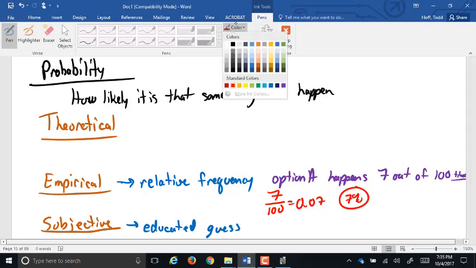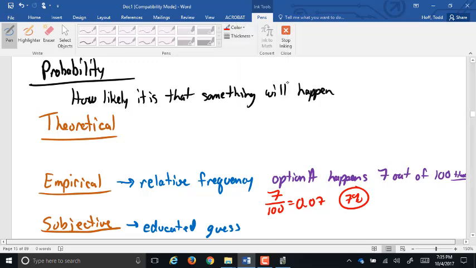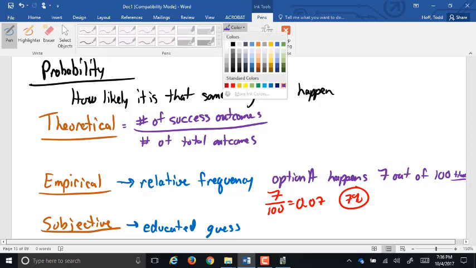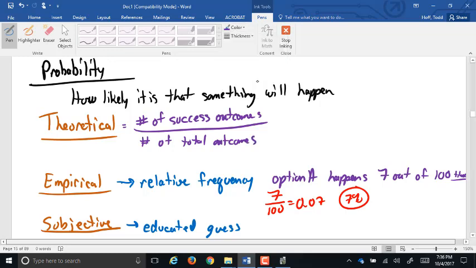Theoretical probability is where the calculations come in. Theoretical probability is looking at the number of successful outcomes, an outcome is just a result of an event, over the number of total outcomes. I just put a lot of Greek up here and I realize that. So let's talk about this in a little bit more detail.